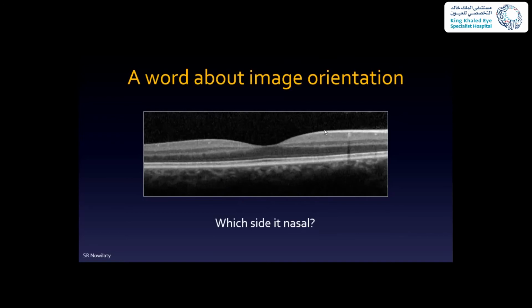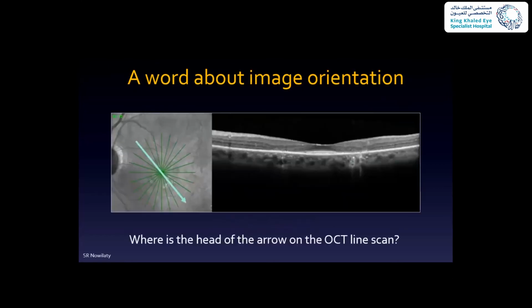You're correct. This side is nasal, and why is it nasal? Because we are seeing a thicker nerve fiber layer here than here. This is the clue that you have a thicker nerve fiber layer. The ganglion cells give up axons, and the axons all go into nerve fiber layers that go to the optic nerve. So the closer you are to the optic nerve, the thicker the nerve fiber layer is. So yes, this area is nasal.